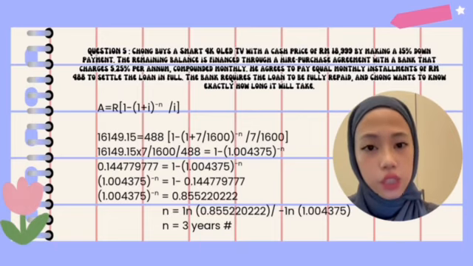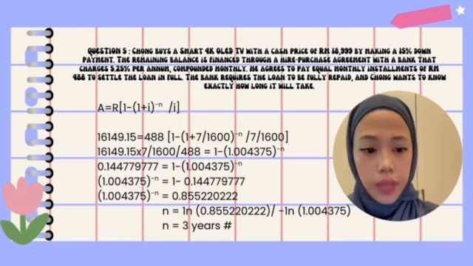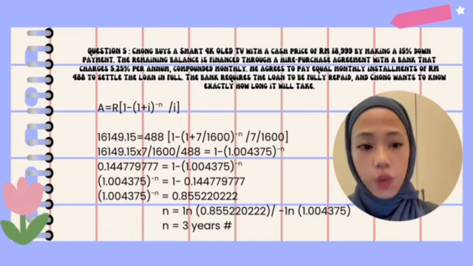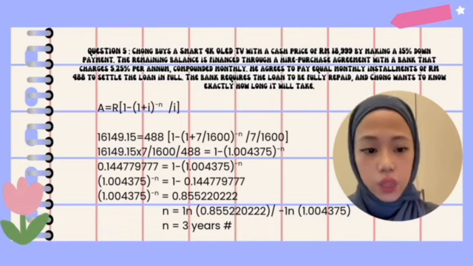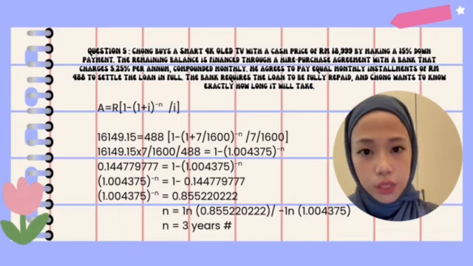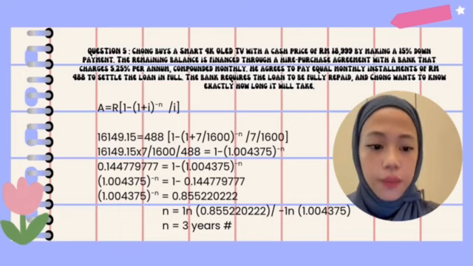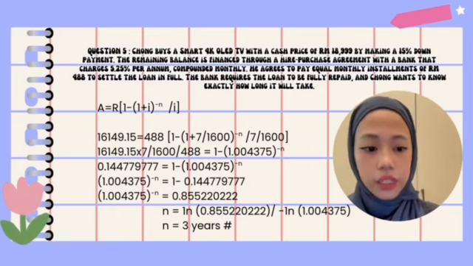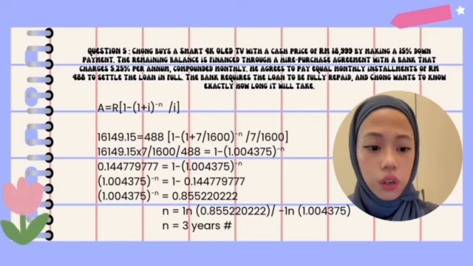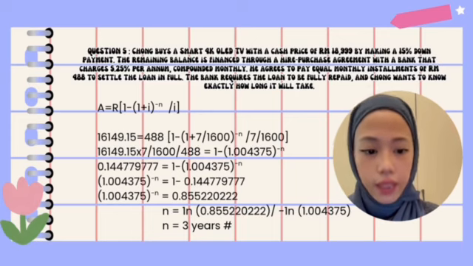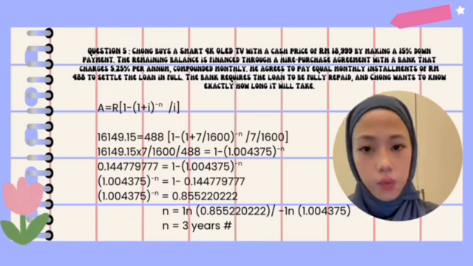This question asks us to find how many months Chong needs to finish paying his loan. So I multiply the cash price by 0.85 to get the loan amount. Then I divide the annual interest by 12 to get the monthly rate. Next, I substitute into the annuity formula. Then I multiply, divide, and isolate the term with the power negative n. I take natural log on both sides and calculate n. And then the final answer is 36 months, which is 3 years.